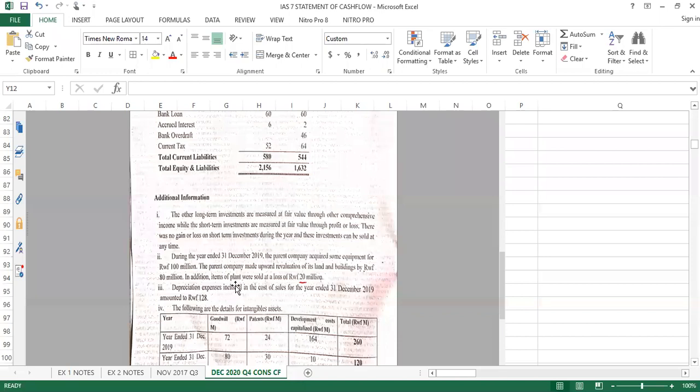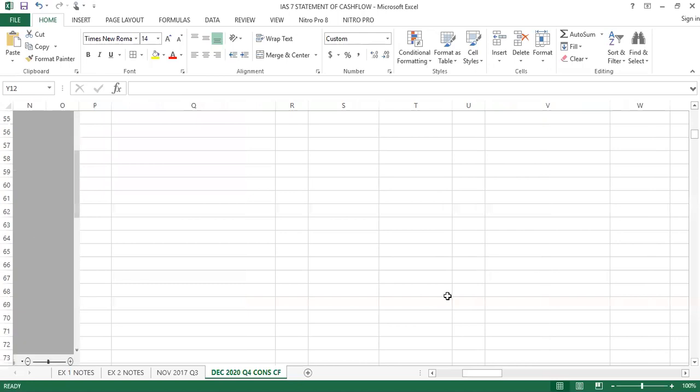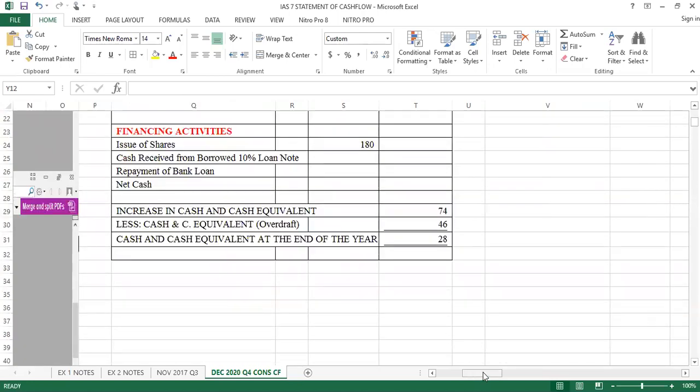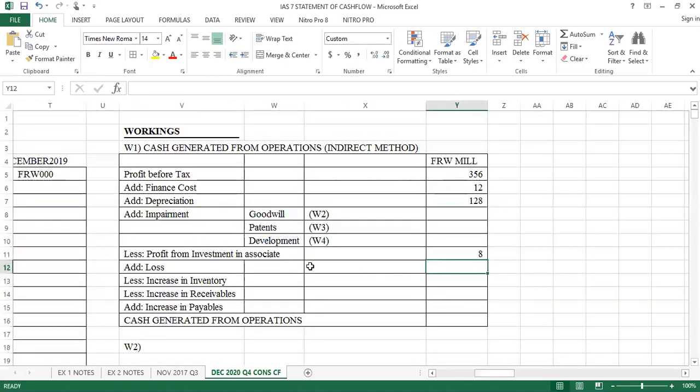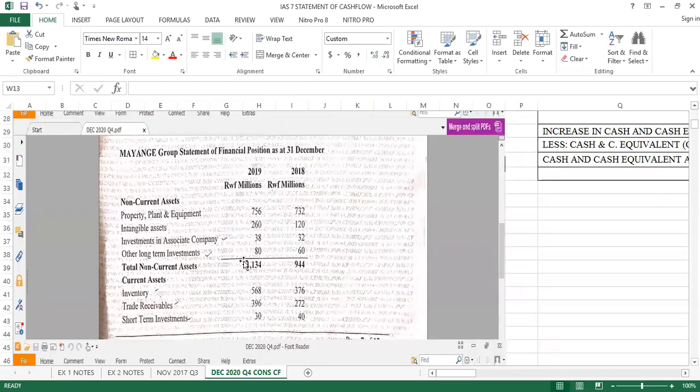In addition, items of plant were sold at a loss of 20 million. So this one, it is loss of what? Plant. Loss of plant at a loss of 20 million. Now, increase in inventory, this one we can get. We don't need a working on that. We can just do it in the page.